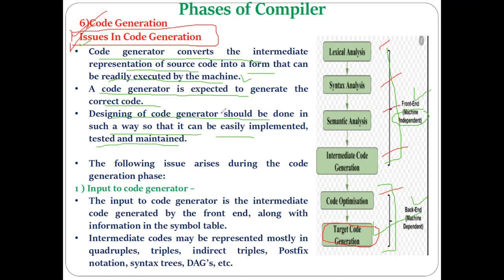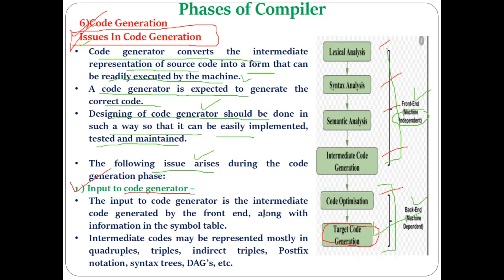So while designing the code generator phase, the system programmer who is designing the last phase of the compiler has to think about the different requirements, the different issues, and the different expectations related to that final phase of the compiler. That is what we are going to discuss here: the issues in code generation. The first issue in the code generation phase is the input to the code generator.